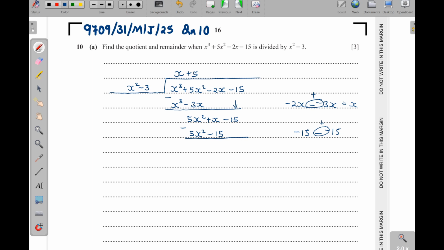So when we subtract, there is a minus 15, then minus 15, so this one disappears, right? You get a 0. But then there is an x which is remaining. So meaning that the quotient, remember the quotient is the one that is up here, that is x plus 5. And then the remainder is equal to x, this one here.